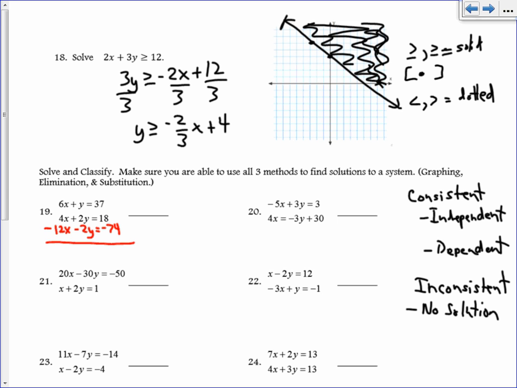Okay. Negative 8x equals 74 minus 18, which is negative 56. So I believe that x is 7. When I take 7 and put it in, that gives me 42. 42 minus 5 should work in both problems.